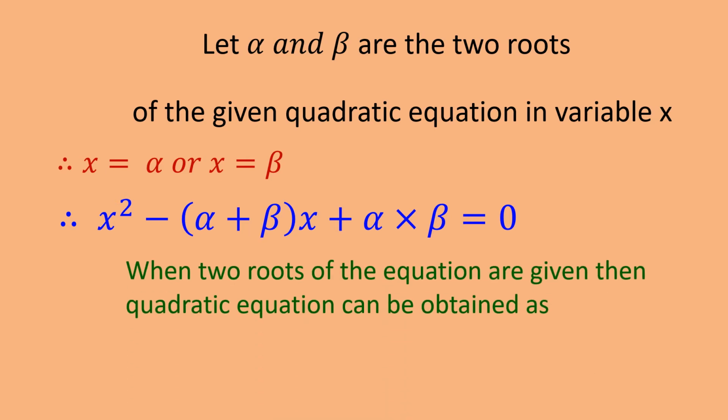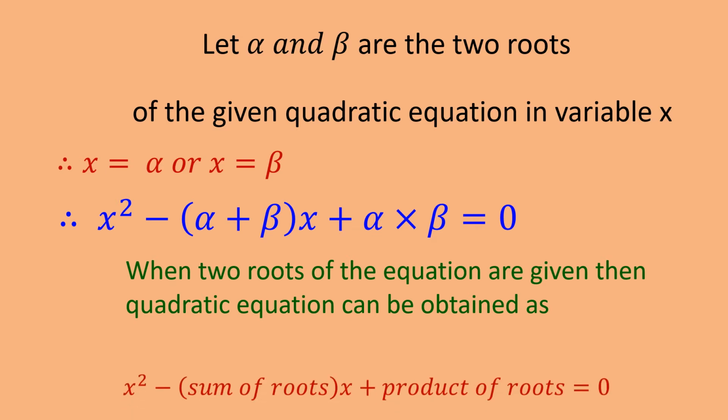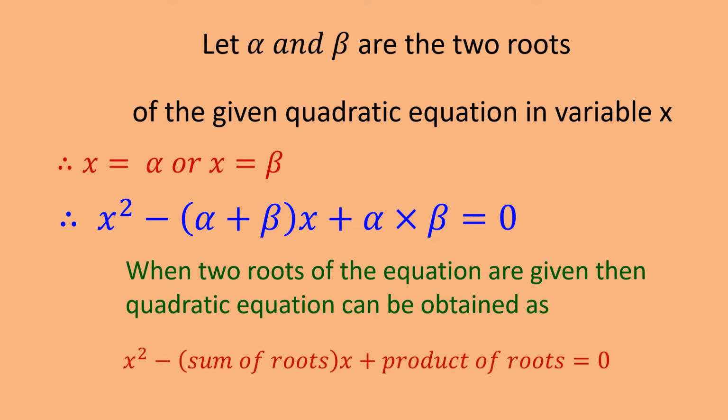Now in words we can say, when the two roots of the equation are given, then the quadratic equation can be obtained as x square minus sum of roots, the roots which are given, we have to add them, into x plus product of the roots. Alpha into beta will give you the product of the roots, equals 0. This is the way we obtain the quadratic equation when the roots are given.